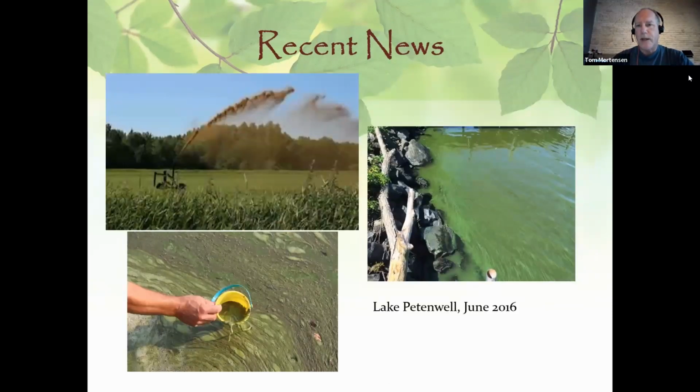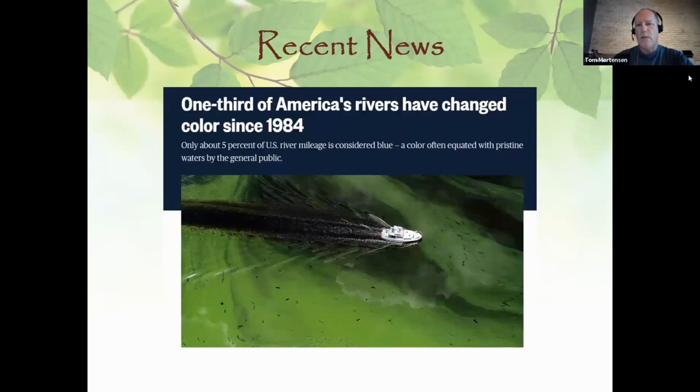So again, these are our inland lakes here. I took this picture in 2016 on the right. By August, you cannot swim in some of these inland lakes because they're just choked with toxic green algae. So are we doing better? Are we really getting better?